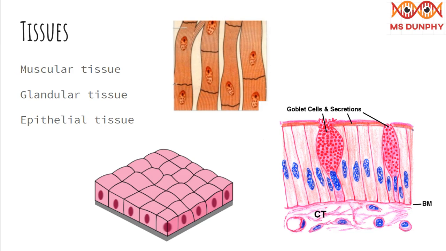Glandular tissue, which makes and secretes substances like enzymes, proteins that control chemical reactions, and hormones, which are chemical messengers. Epithelial tissue covers some parts of the body, for example, inside the gut.